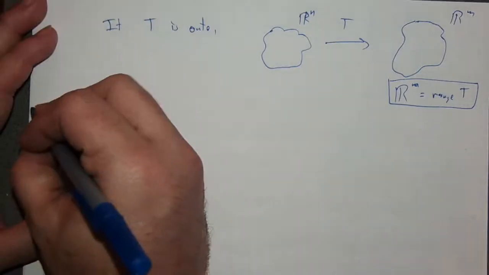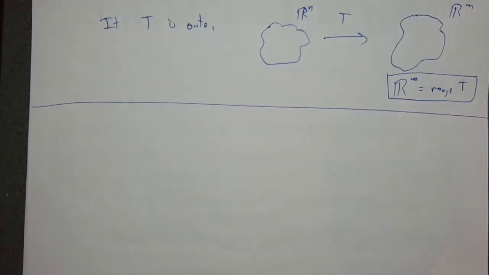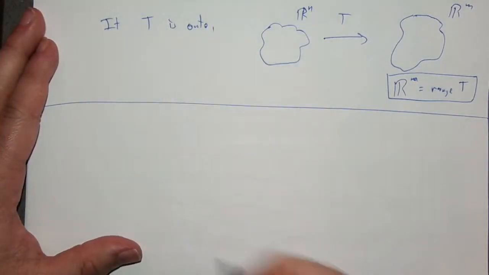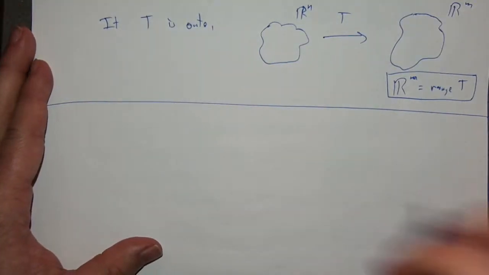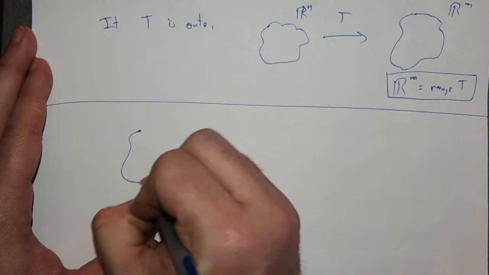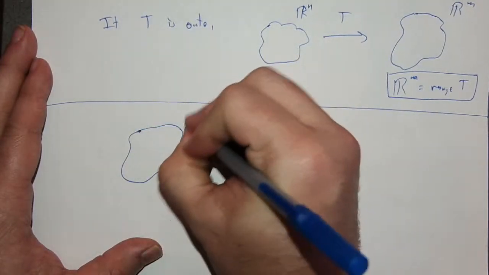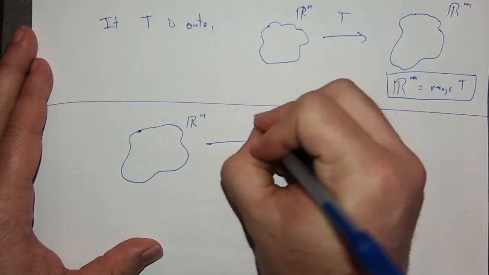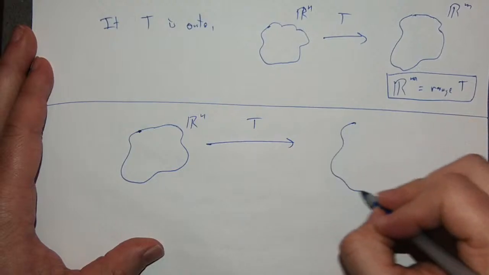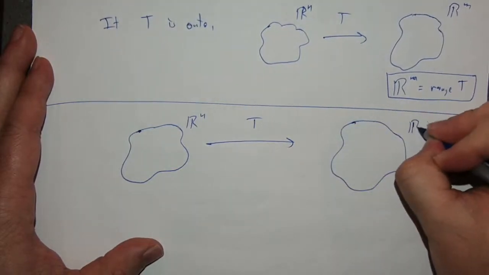Now, what about T being 1 to 1? What does it look like if T is not 1 to 1? Maybe that's the thing to ask first. So here's our map T, mapping from R^n to R^m.